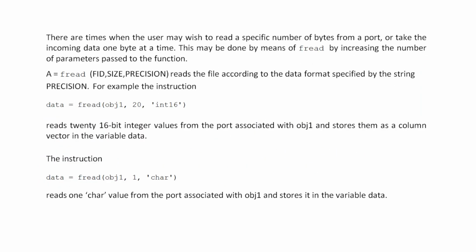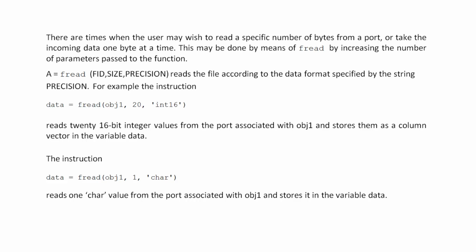For example, in the instruction shown here, we are saying that we want Fread to go to object 1 and read 20 values of type int16. Because int16 comprises 2 bytes, in actual fact we will be reading 40 bytes.